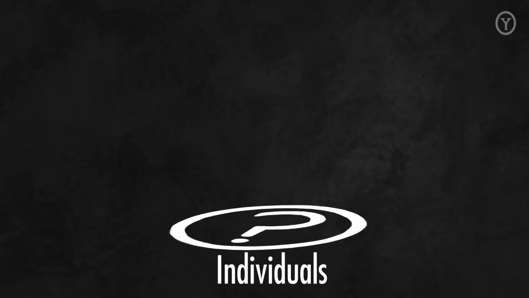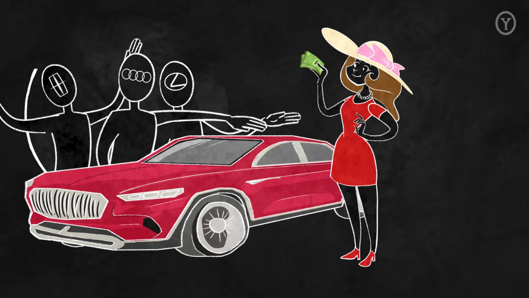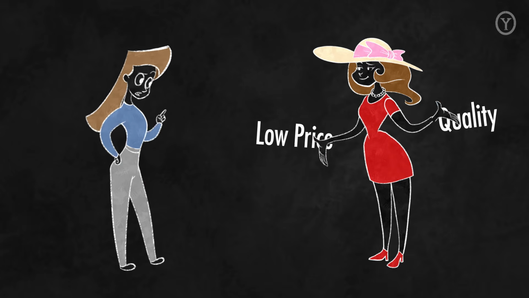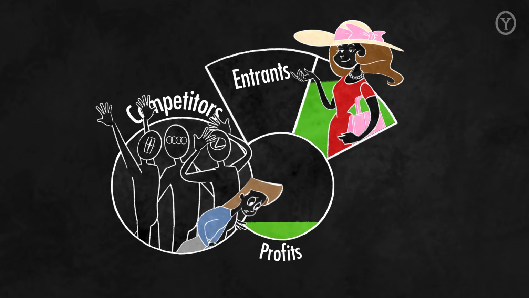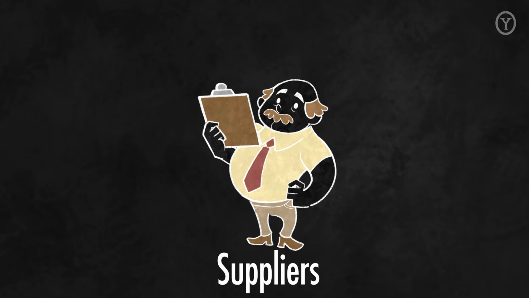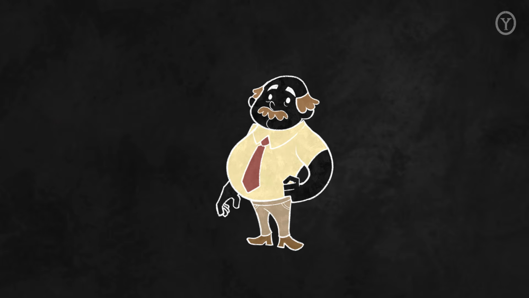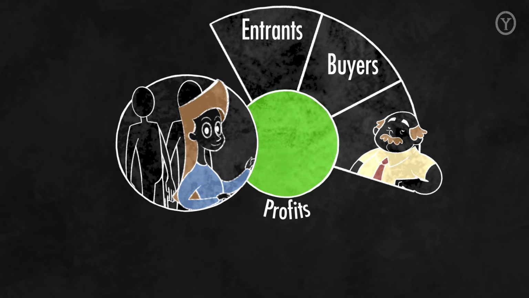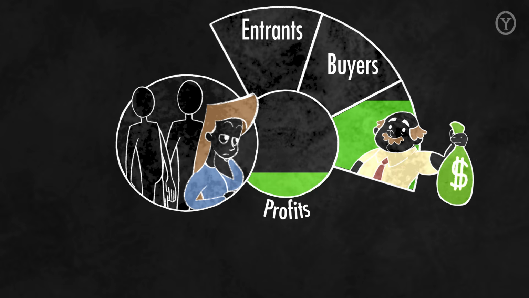Some of these organizations or individuals are buyers, meaning that they purchase products and services from the companies within our circle. Buyers want lower prices and better products, so they will try to bargain for both. When buyers have a lot of power, they can shift profits from the companies inside our circle to their own pocketbooks. Some of these organizations are suppliers, meaning that they provide the products and services to the companies within our circle. Suppliers want higher prices and want to provide low-cost products. So, like buyers, they try to shift profits from the companies inside the circle into their own pocketbooks.